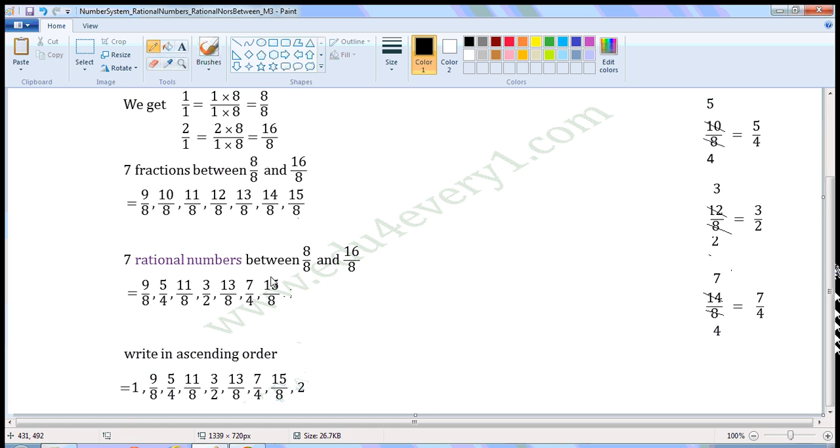So 7 rational numbers between 8 by 8 and 16 by 8 are 9 by 8, 5 by 4, 11 by 8, 3 by 2, 13 by 8, 7 by 4, 15 by 8. So write them in ascending order: 1, 9 by 8, 5 by 4, 11 by 8, 3 by 2, 13 by 8, 7 by 4, 15 by 8, 2. So these are the rational numbers between 1 and 2.